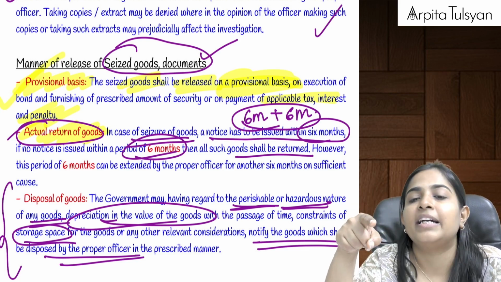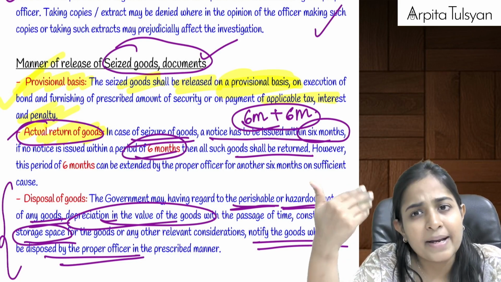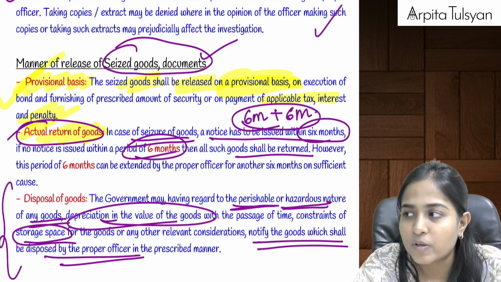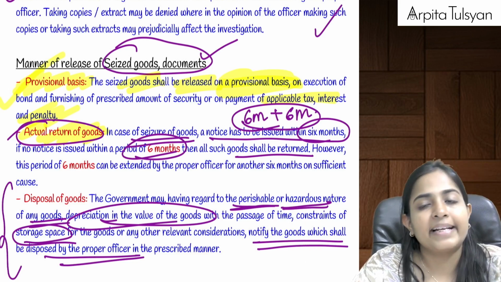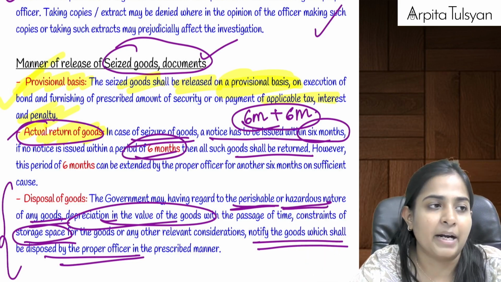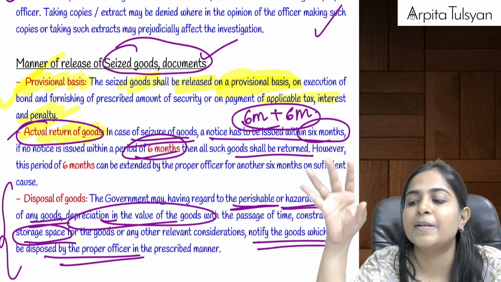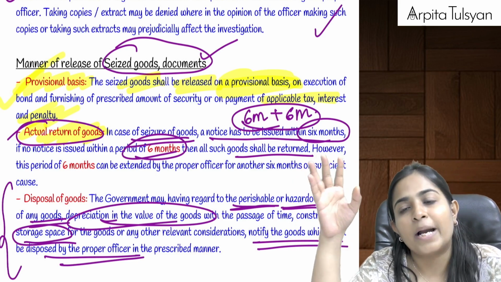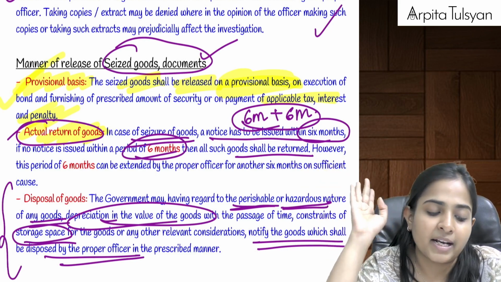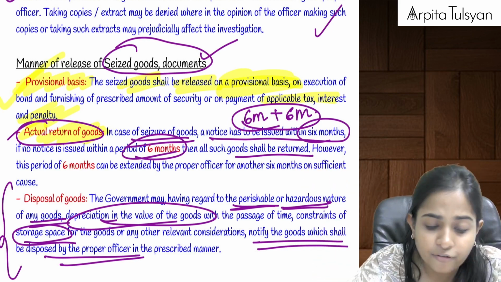Start acting within a time period of 6 months. In some exceptional circumstances, when it is not possible to start within 6 months, an extension can be given by another period of 6 months. So maximum within 6 plus 6 months, you have to issue a notice to that particular assessee, that is, to that particular taxable person, regarding the seizing of goods.